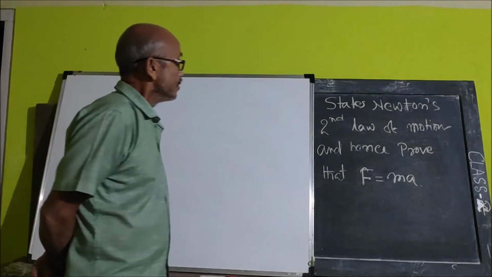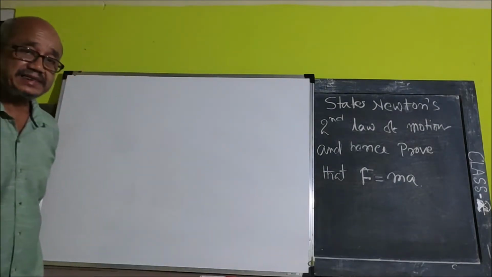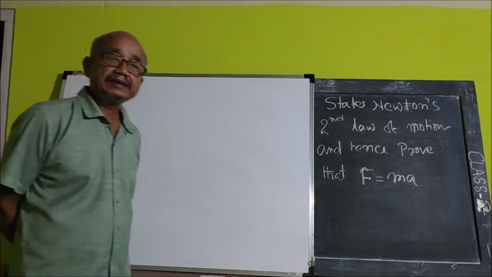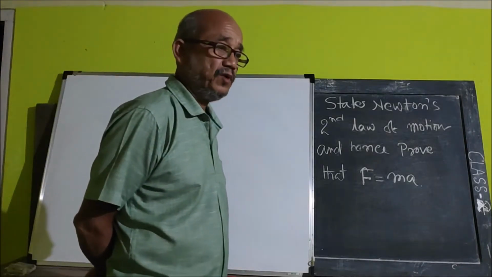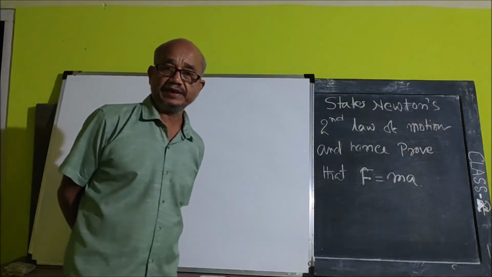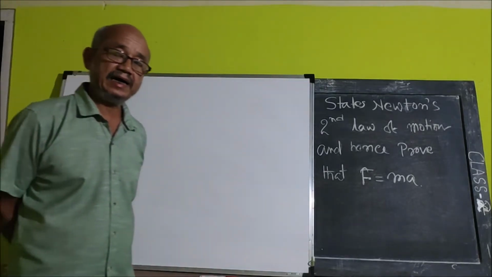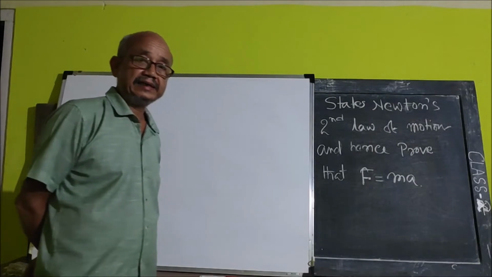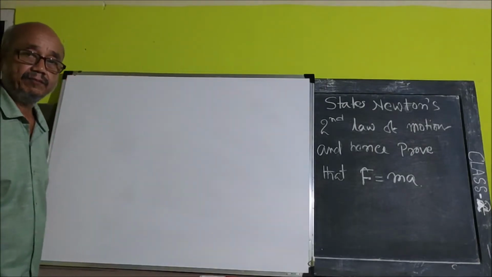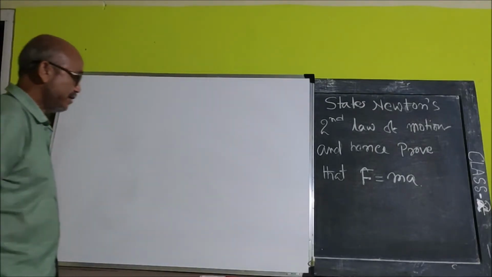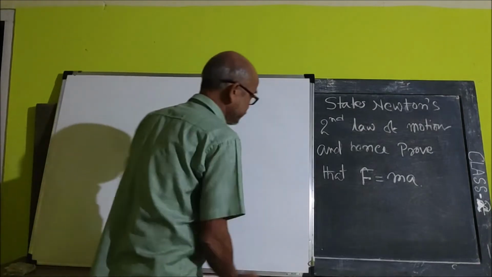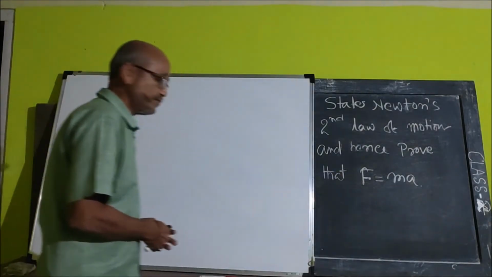Newton's second law states that the rate of change of momentum of an object is proportional to the applied unbalanced force in the direction of the motion. Now you see here, we have to prove that F equals ma.